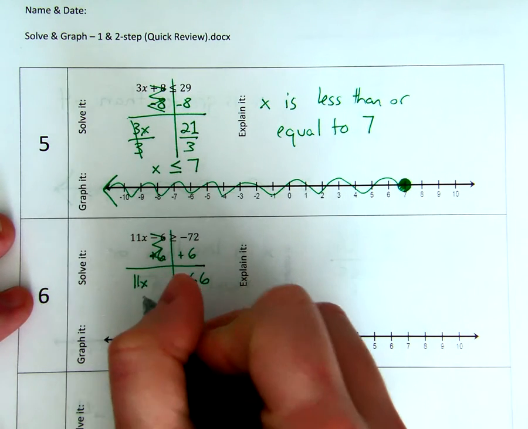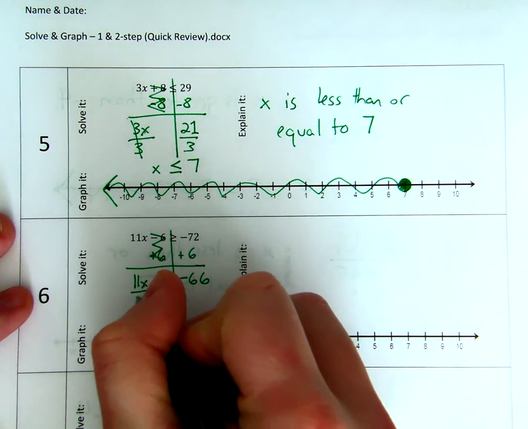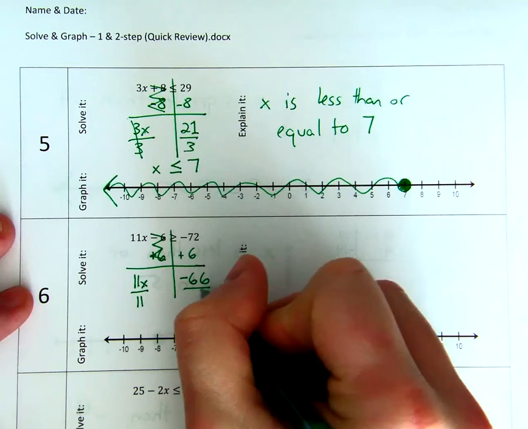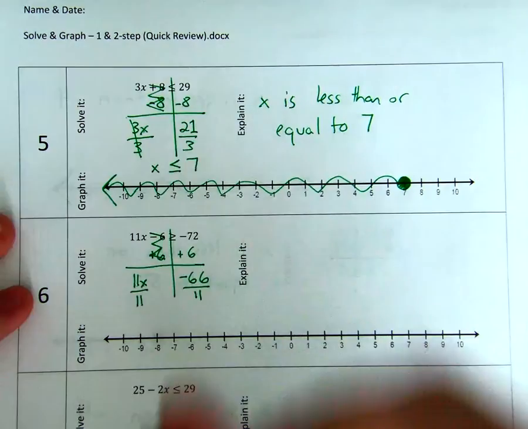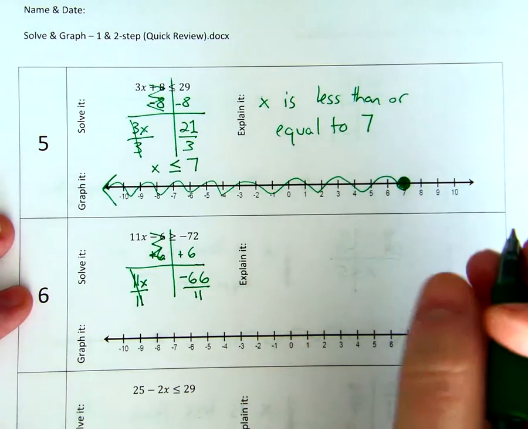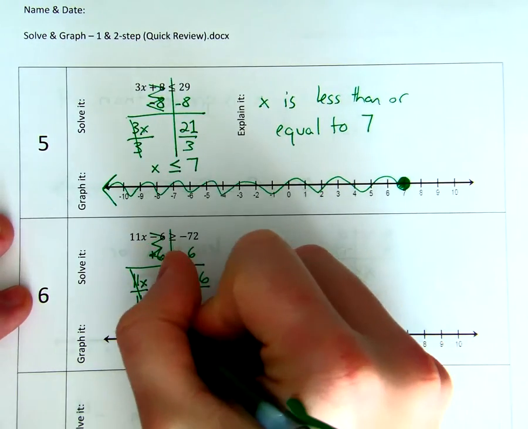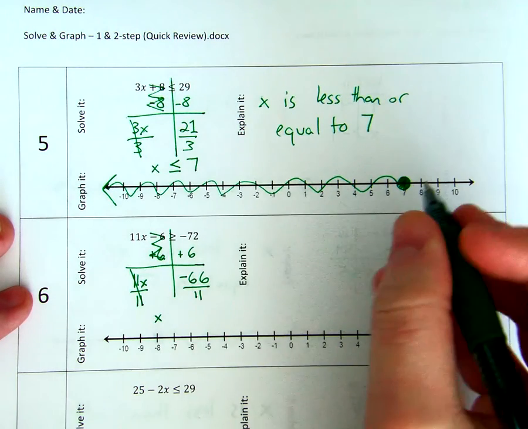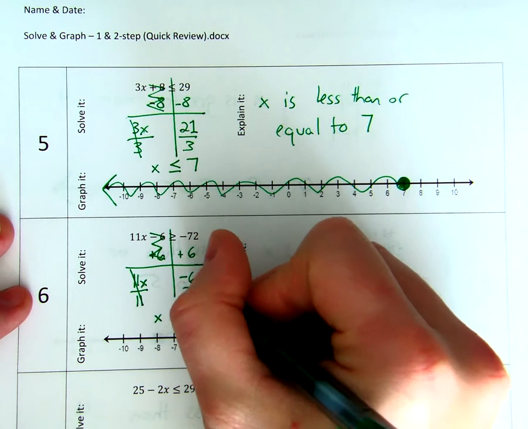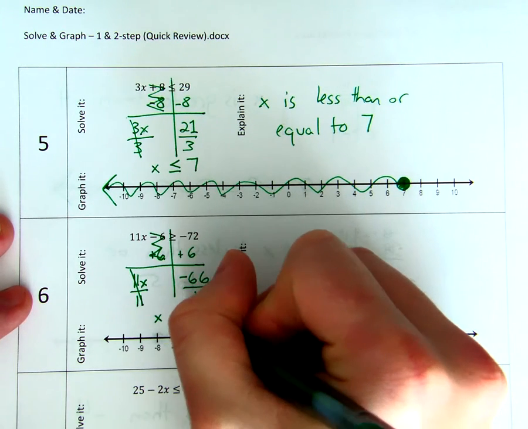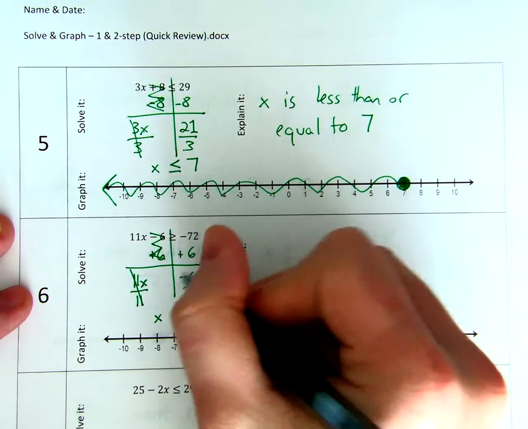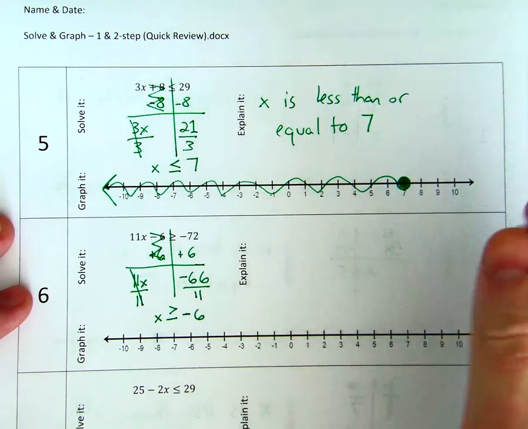The next step is to undo the 11x. We know the 11 is connected by multiplication, so we will undo that with division. Times 11, divide 11, cancel out. We're left with x on the left side. And on the right side, negative 66 divided by 11 is negative 6. And we keep the same sign.